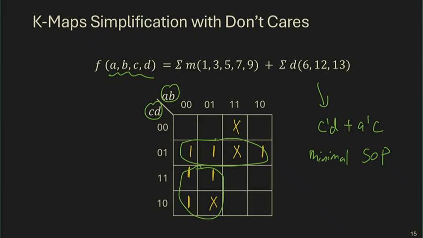All right. It's not that complicated, right? So don't care is just an additional notation that you can put in the table, and you can make use of them to create bigger products if you find them to be useful. And that one that sits very far away from the other ones, just treat it as a 0, and you don't have to worry about covering it.